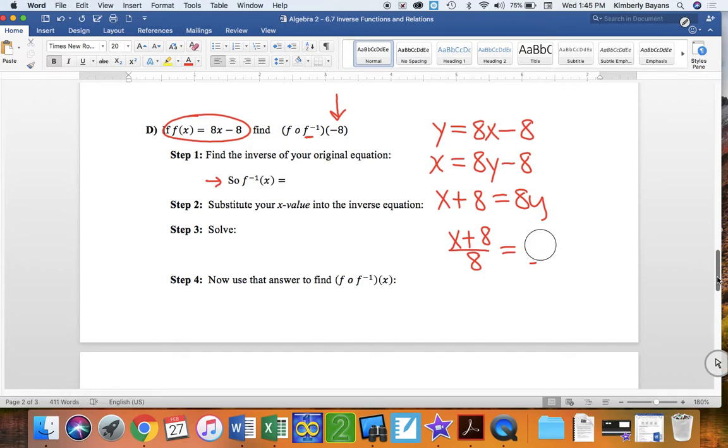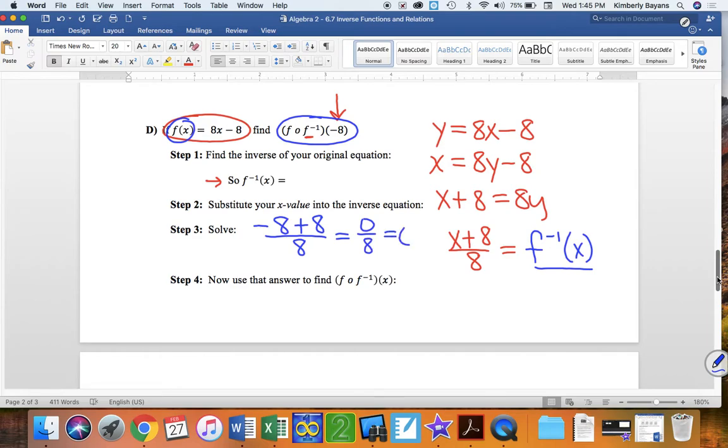And instead of y, I can now put the inverse of f of x. It's important that we label this because I now have my f of x here, and I have my inverse of f of x there. So now I can actually do this. I'm going to substitute my x value into the inverse equation. So here's my inverse equation. I'm going to substitute that x value in. So I'm going to get negative 8 plus 8 over 8. And negative 8 plus 8 is 0 over 8, which equals 0.